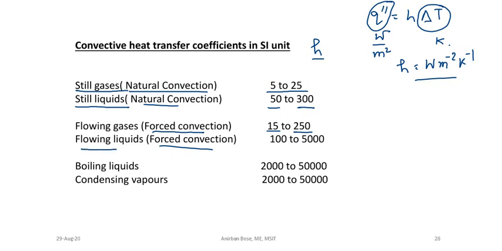So in the case of flowing liquids, it is in the order of say 100 to 5000 for forced convection in liquids. For boiling liquids or condensing vapors, because a change of phase occurs, the values of h are very, very large. It is in the order of 10,000, 20,000. So you can see for natural convection in gases, it is very small. For boiling or condensation during phase change, its value can be as high as 50,000 or more. So these are the ideas of the values of h.